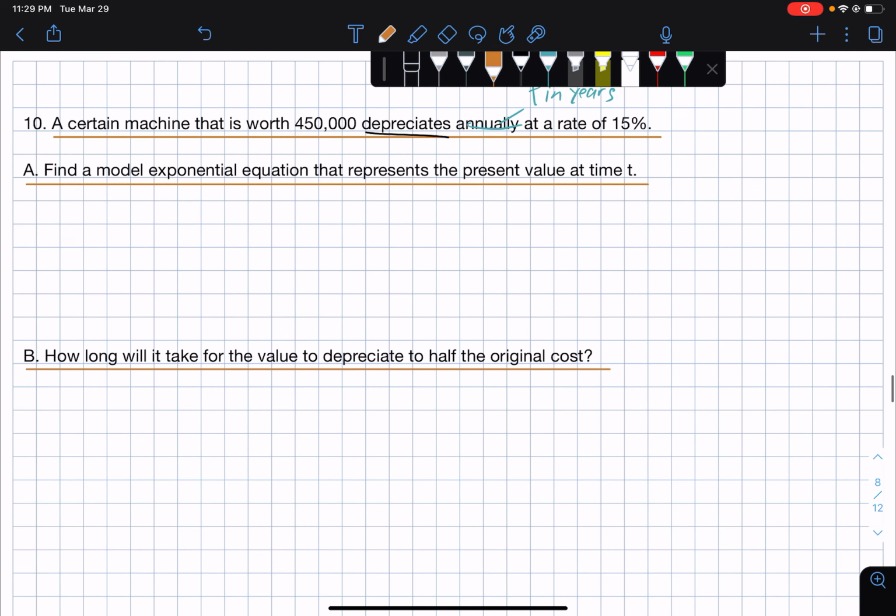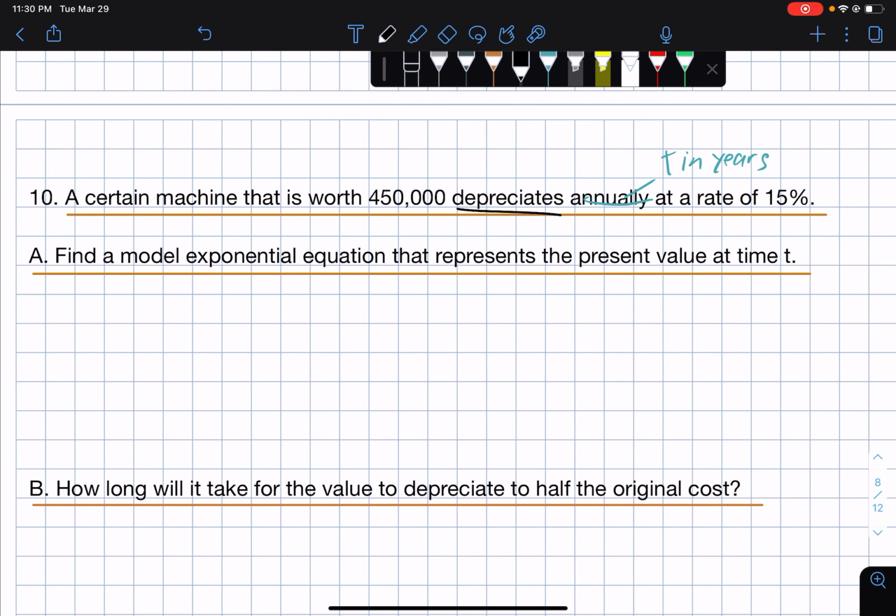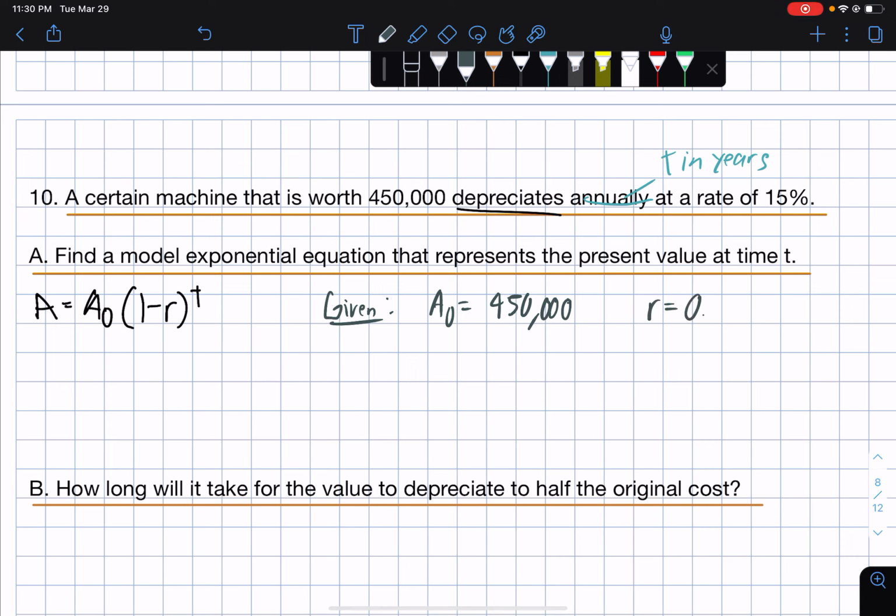Let's go to number 10. A certain machine, so we're trying to solve a problem related to depreciation. So for our formula, it's A is equal to A0 times the quantity 1 minus r raised to t. So given, the initial amount is 450,000 and the rate is 0.15.